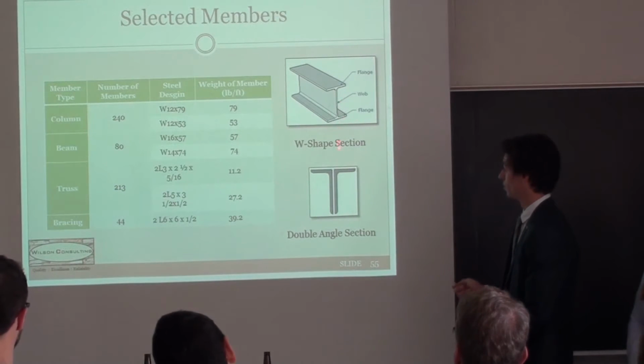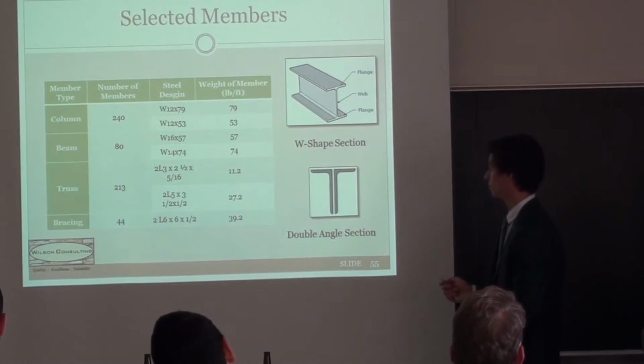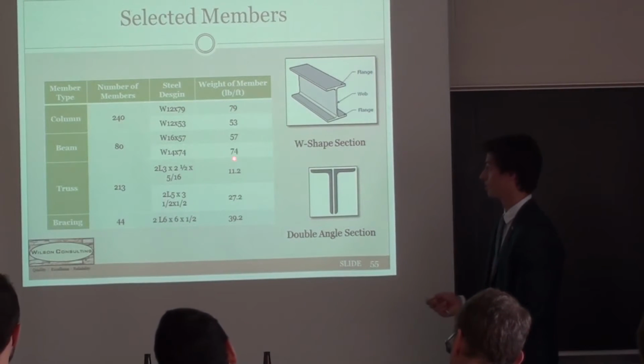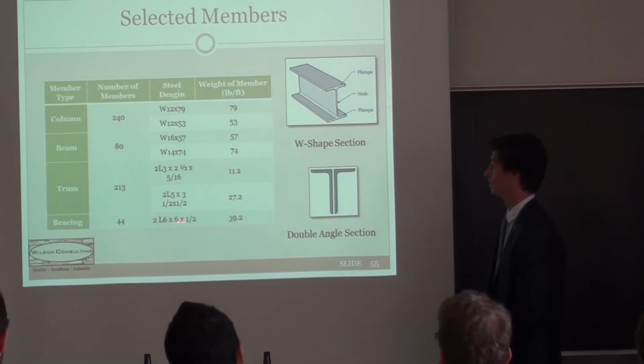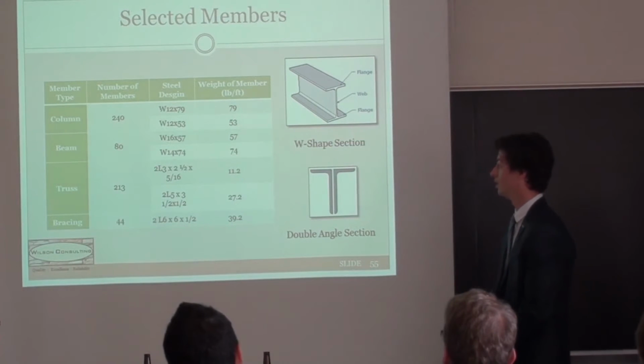Here's a diagram of the two shapes I picked. Again, W shapes for columns and beams, and double angle sections for bracing members and truss members. And here are a few of the sections I chose to break down the typical members that I selected for our building. All connections weren't designed. It wasn't in my scope, but they would be bolted connections.